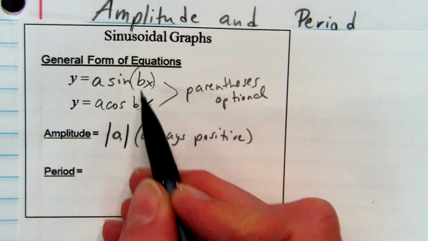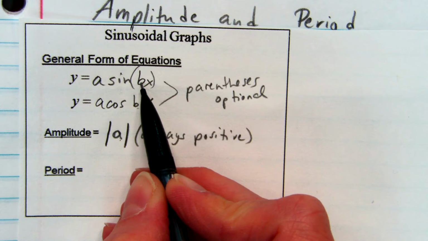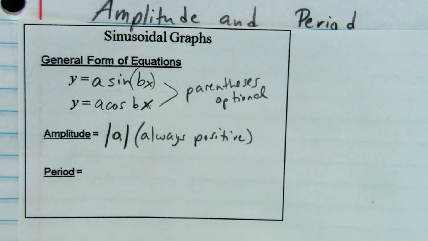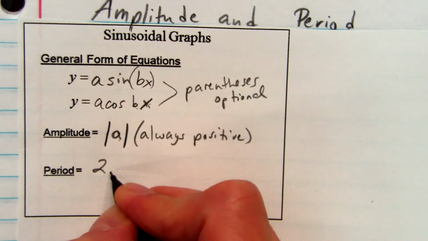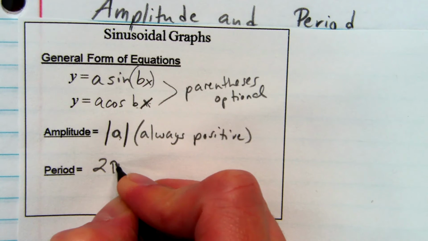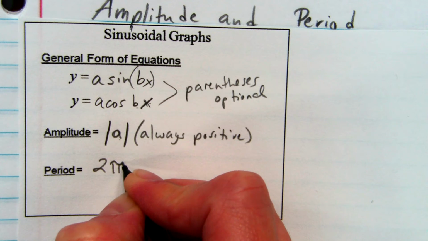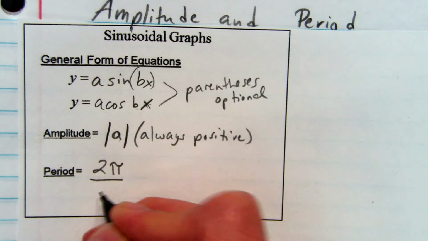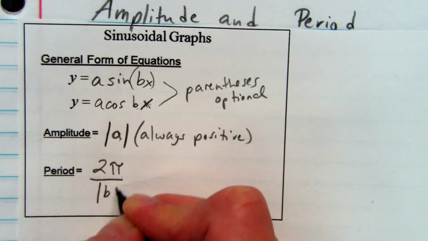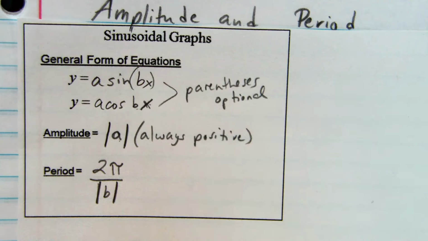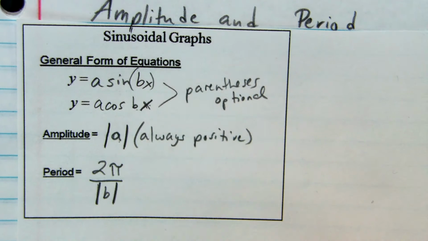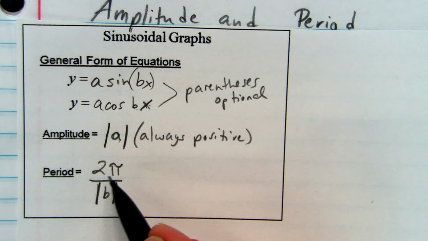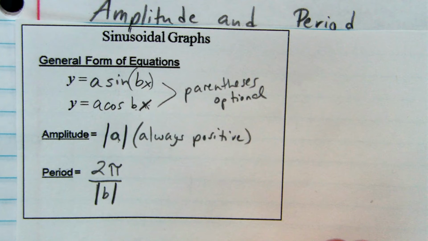B is the number in front of x. The bigger you make that number, the shorter your wavelengths are. And so this is the relationship. Remember that 2 pi is the standard for just sine and cosine. You guys have seen that. If you divide that by the absolute value of b, which just means if it's negative, take that off, that will give you the period. Okay, so the period equals 2 pi over |b|.